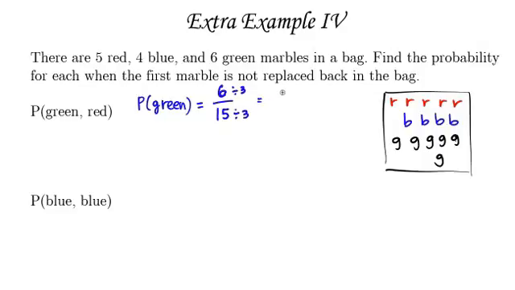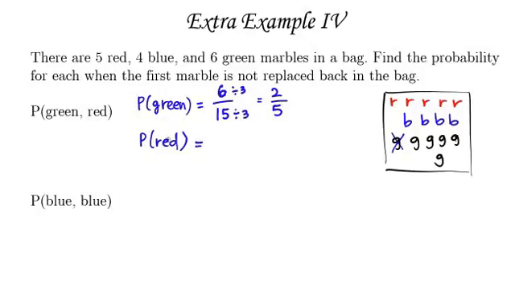So this is going to be 2/5. The probability of picking a green is 2/5. Well then, now I have to pick my second marble, and that's going to be red. Now, because that first marble was not replaced back in the bag, one of the green is now gone, right? It's no longer in there.